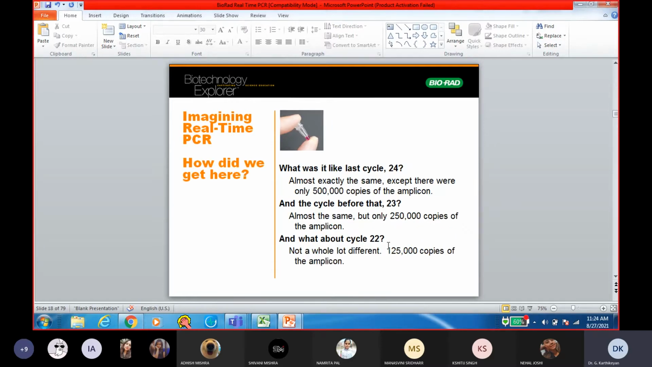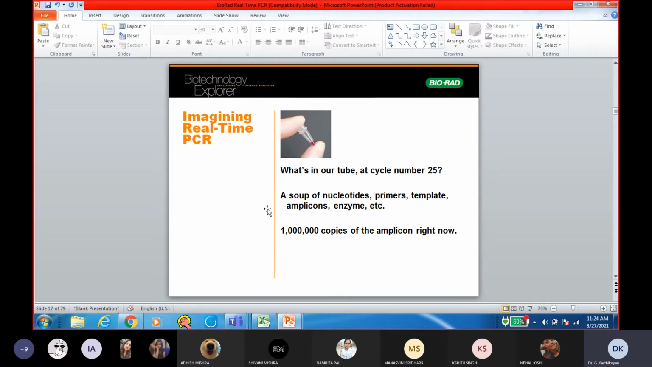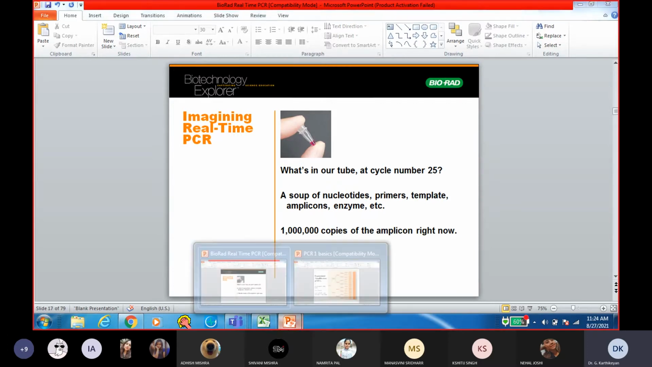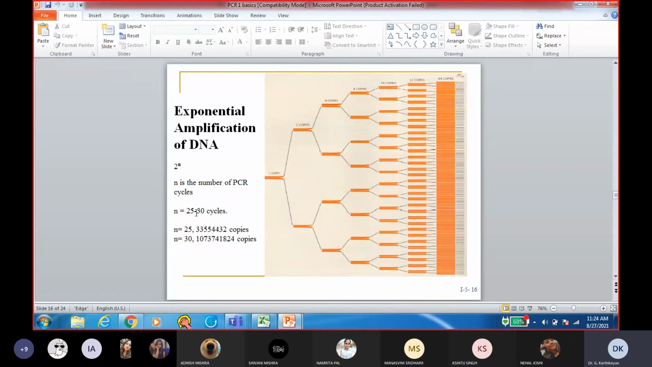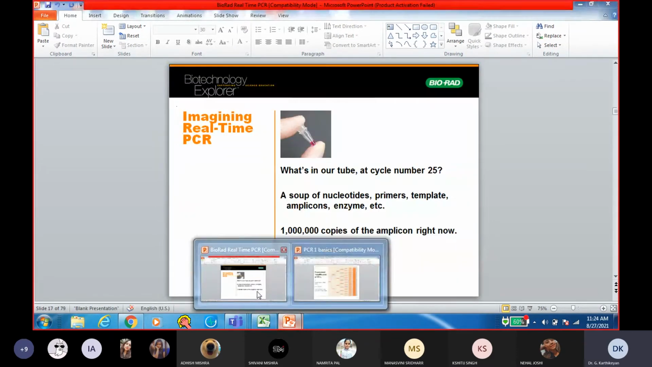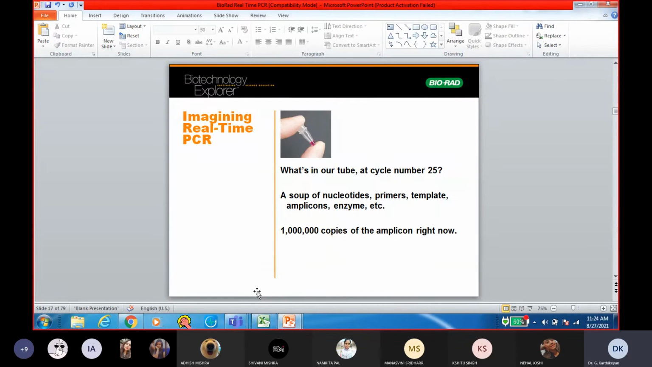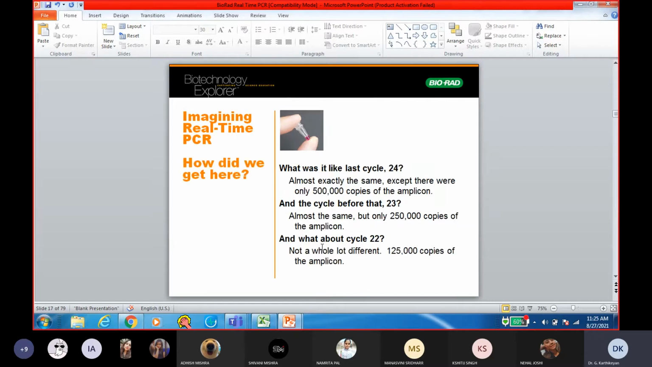So this was at the 25th cycle, and we have 1 million copies. As I said, the actual number is different. It is definitely not 100,000; it is going to be much higher. But for our mathematical calculation we are taking 1 million copies as a ballpark figure, so that the calculation becomes easier.